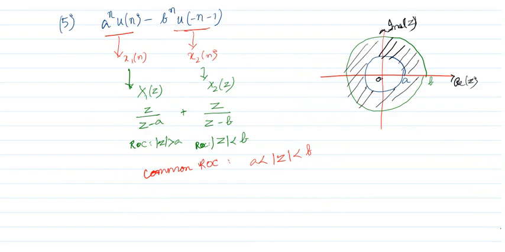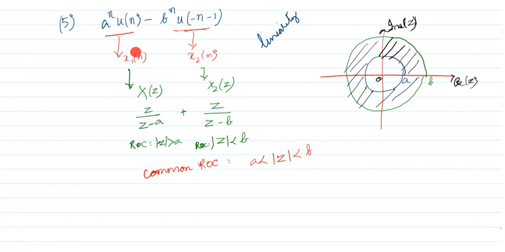Okay, now we look at this problem: a power n u of n minus b power n u of minus n minus 1. This I am simply going to solve using the property, not straight away. I'm using the linearity property, that is, I can process the signal part by part. This part I am solving separately, and this part separately, taking the z transform, then ultimately I am adding. So this is x1 of n, this is x2 of n. What is the x1 of n z transform?